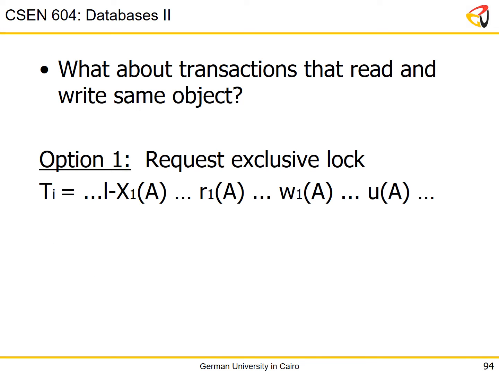Now, what if a transaction is doing both? What you're seeing here is one option where transaction 1 will request an exclusive lock, then go and do the read and the write of the resource, the row or the page or whatever, and then it will unlock. Since you're doing a write anyway, just request an exclusive lock, do the read within the exclusive lock, and when you're done with the write, unlock the exclusive lock.